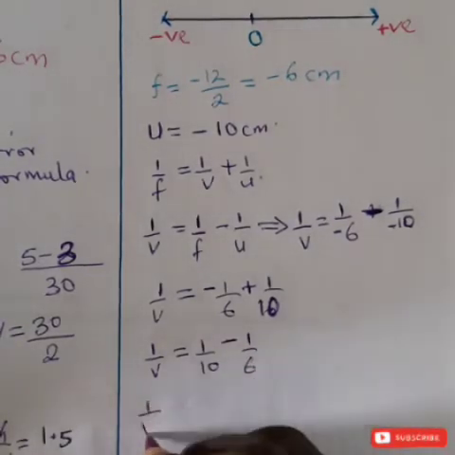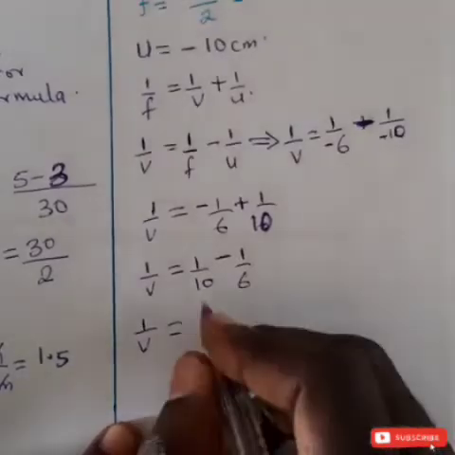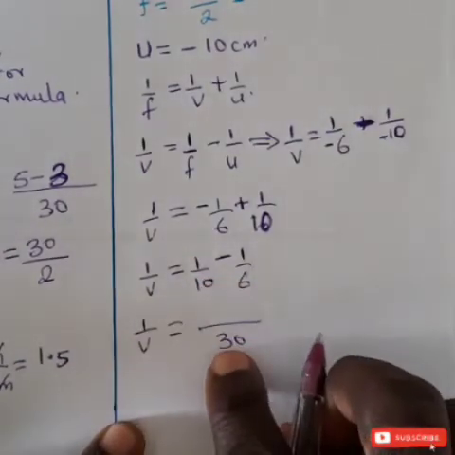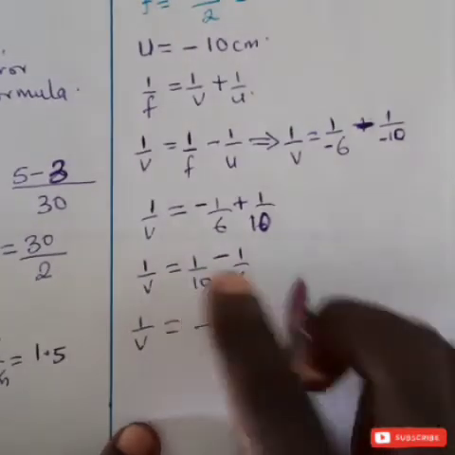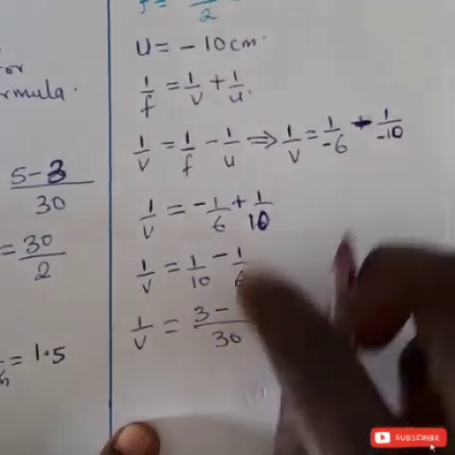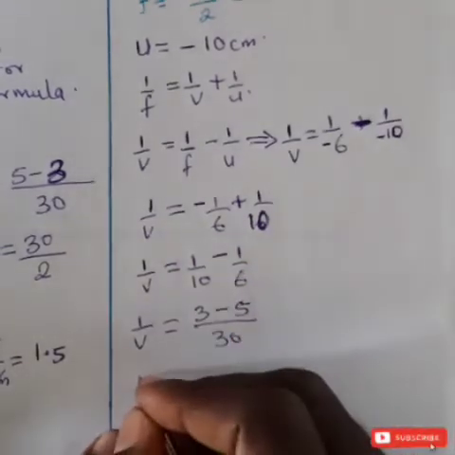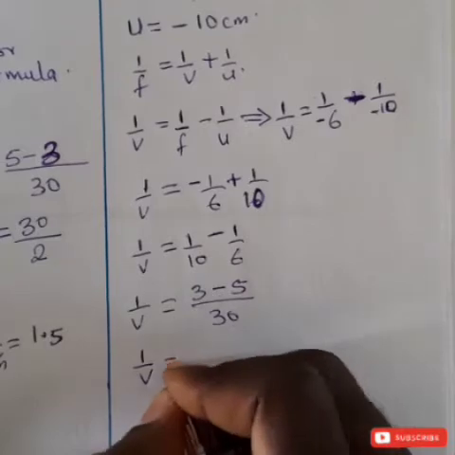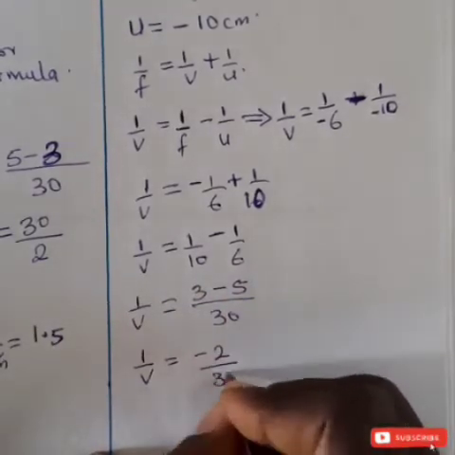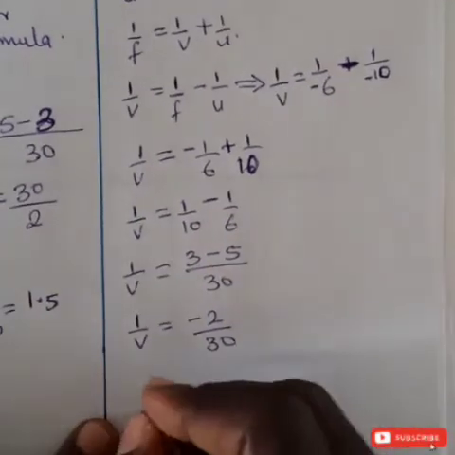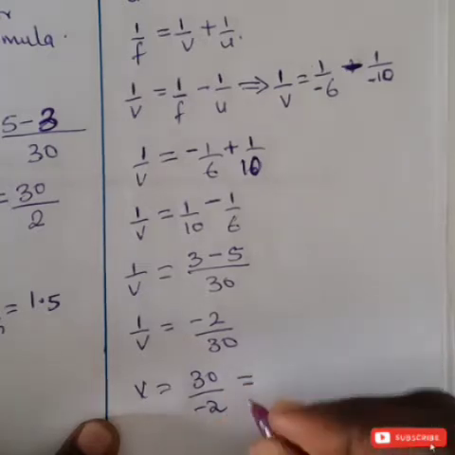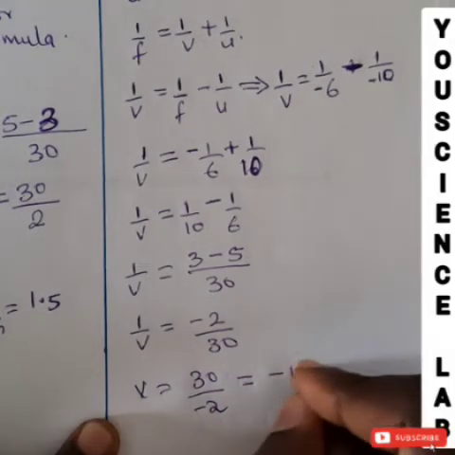So I'm going to have 1 over v equals, the LCM is 30. So I have 30 divided by 10, that's 3. 3 times 1, I have 3. Minus 30 divided by 6, that's 5. 5 times 1, I have 5. So I have 1 over v is equal to 3 minus 5, that's minus 2 over 30. So we'll take the inverse. When we take the inverse, I'm going to have v equals 30 divided by minus 2, which is going to give me minus 15 cm.